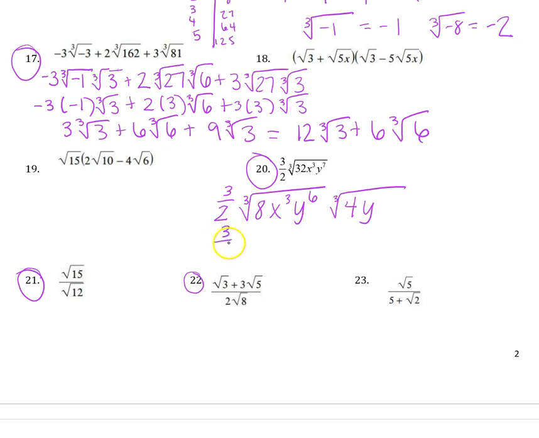Okay, simplify. So I've got 3 halves times the cube root of 8, which is 2. Cube root of x cubed is just x, and cube root of y to the 6th is y squared. And you can get that just by dividing your exponents by 3. Okay, and then don't forget to multiply these coefficients. So I've got 3 halves times 2, that's just going to give me 3. So 3xy squared cube root of 4y.